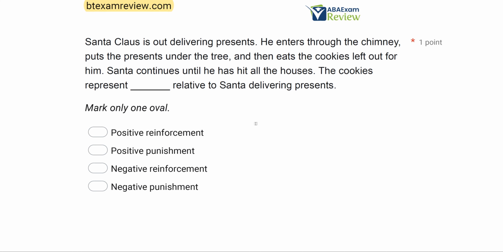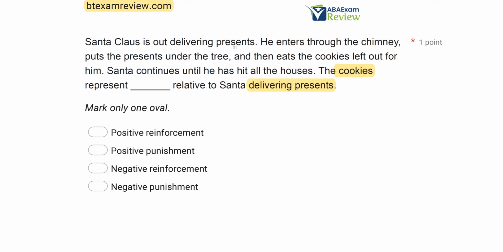Santa Claus is out delivering presents. He enters through the chimney, puts the presents under the tree, and then eats the cookies left out for him. Santa continues until he has hit all the houses. The cookies represent blank relative to Santa delivering presents. Question is asking about the cookies, and they're asking specifically about the cookies relative to Santa delivering presents. So, what do we know about the cookies in the context of Santa delivering presents?